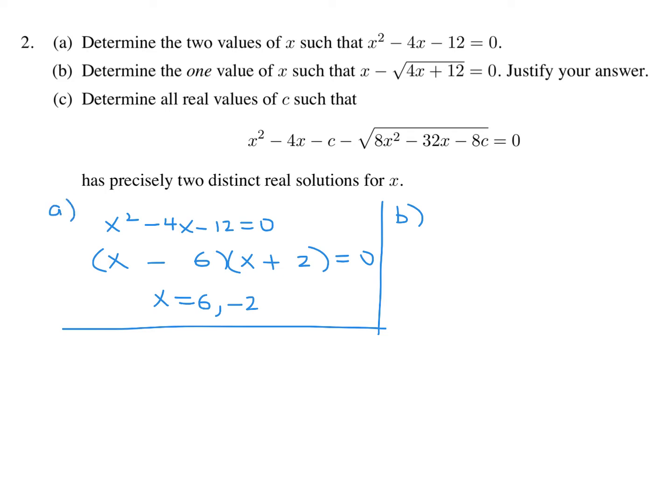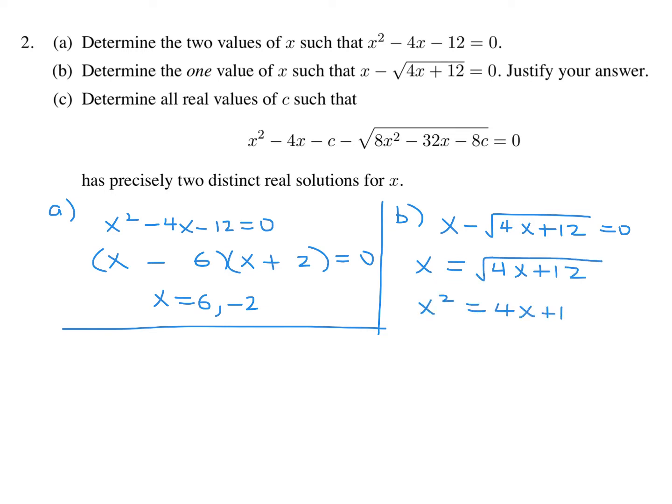Determine the one value of x such that x minus the root of 4x plus 12 is equal to 0. x minus the square root of 4x plus 12 is equal to 0. Okay, put that radical on the other side, 4x plus 12. Take the square of both sides, so x squared is equal to 4x plus 12. And then what do I do now? Just put it all on one side, I guess.